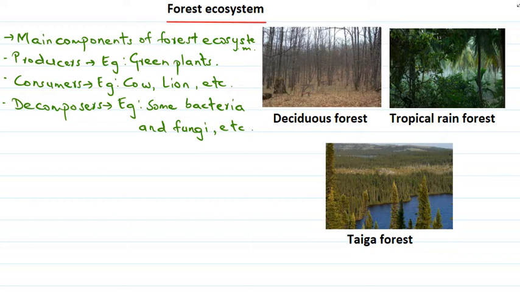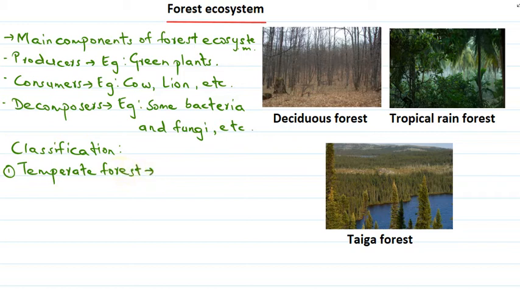Now these forests can again be classified. Let's study about the classification of forest ecosystem. So first, we'll be studying the temperate forest. These temperate forests can be found in Canada, Europe, USA, China, and Japan. Now let's study the key characteristics or key features of the temperate forest ecosystem.